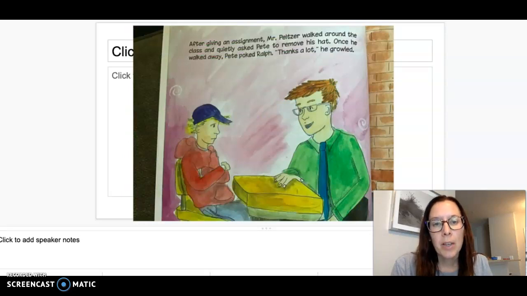After giving an assignment, Mr. Peltzer walked around the class and quietly asked Pete to remove his hat. Once he walked away, Pete poked Ralph. "Thanks a lot," he growled.